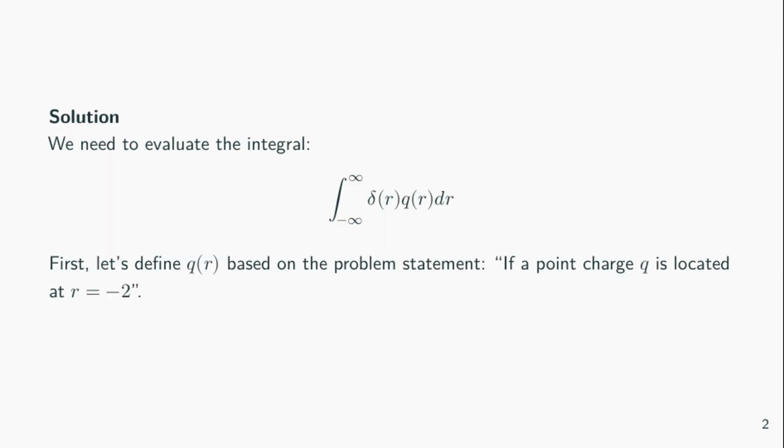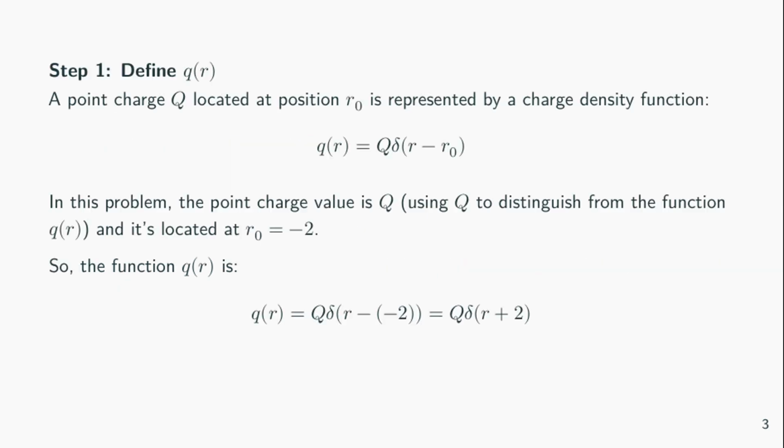Alright, let's dive into the solution. Our goal is to evaluate this integral, the integral from -infinity to infinity of delta(r) times q(r) dr. The very first thing we need to do is figure out how to mathematically represent this function q(r), based on the problem statement that a point charge q is located at r equals -2. So step 1 is all about defining our function q(r).